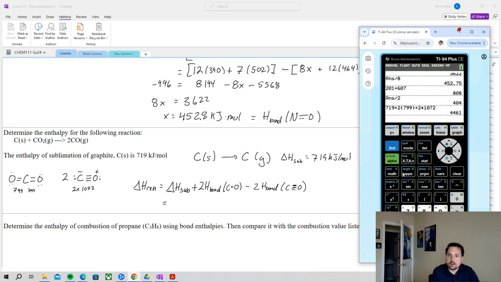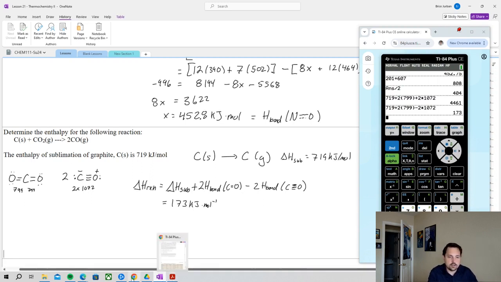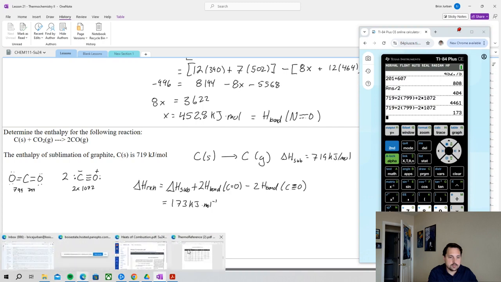Wonderful. So a lot, subtract. Okay. 173 kilojoules per mole. That's the estimate that I'm getting for this. Okay. And that's estimating using bond enthalpies. And I think we could also do this using enthalpies of formation as well. And that doesn't take very long at all. Let's see what that comes out to be.